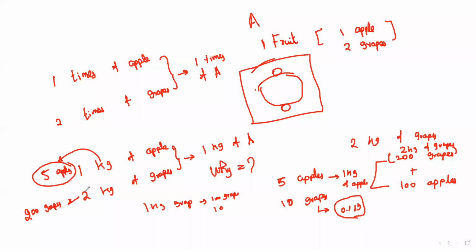We know that 5 apples is 1 kg. So 50 apples means 10 kg, and 100 apples will be 20 kg. So if you take 2 kg of grapes, you need 20 kg of apple. So either you can take 1 kg of apple with 0.1 kg of grape, or if I take 2 kg of grape, I have to take 20 kg of apple. Then only the reaction can be completed. Am I correct or not?